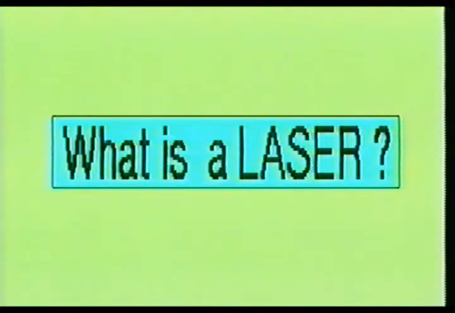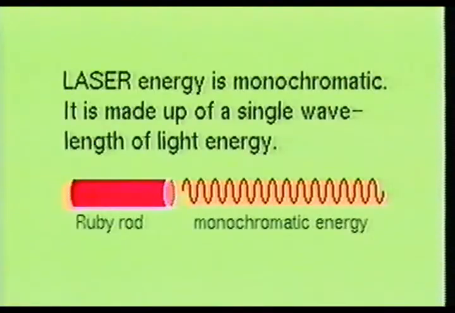Now let's examine laser theory. As was mentioned earlier, laser stands for light amplification by stimulated emission of radiation. This intense form of light energy has several unusual and useful properties. To start with, laser light energy is monochromatic. A monochromatic light is a light which consists of just one wavelength.